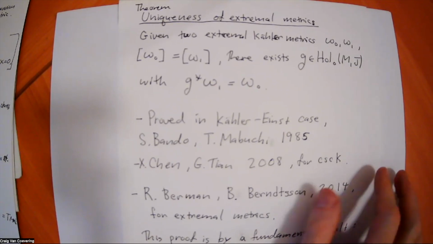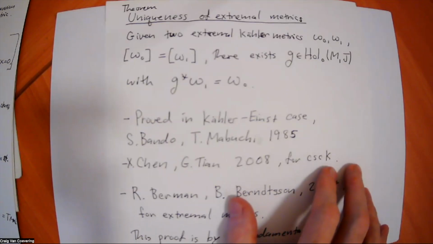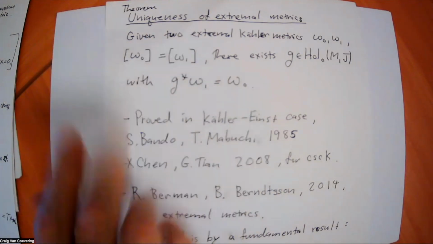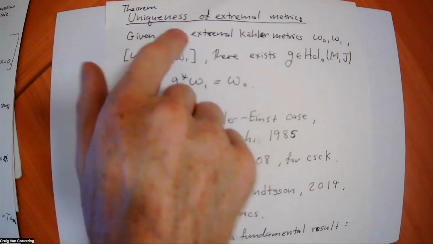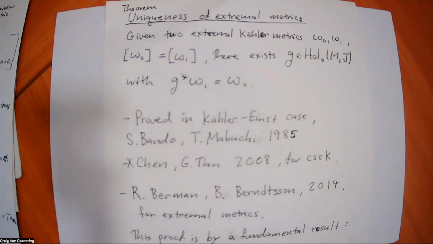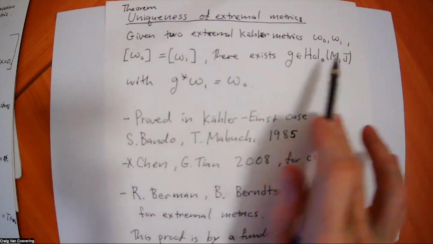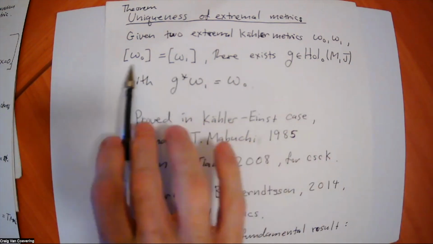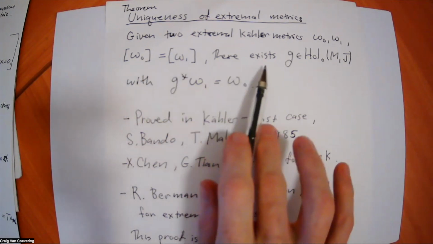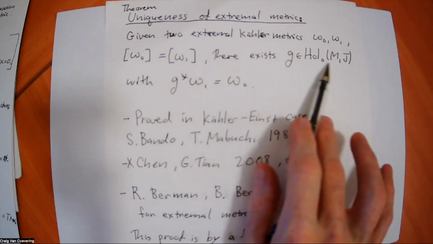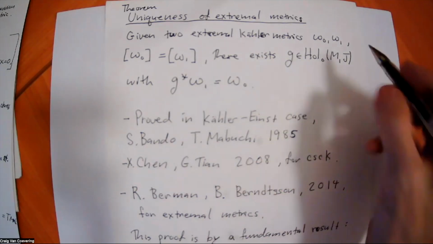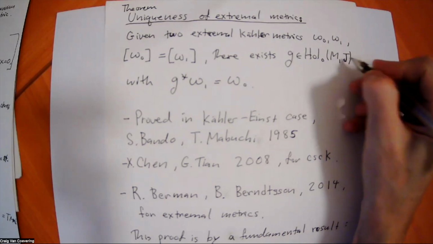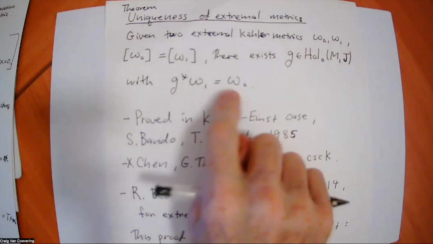So uniqueness means they're unique up to isometry in the Kähler class. And so it's well known, it's been proved in complete generality for extremal Kähler metrics, that if you have two extremal Kähler metrics in the same Kähler class, then there exists a holomorphic isometry, sorry, a holomorphic automorphism of the underlying complex manifold, which takes one to the other.